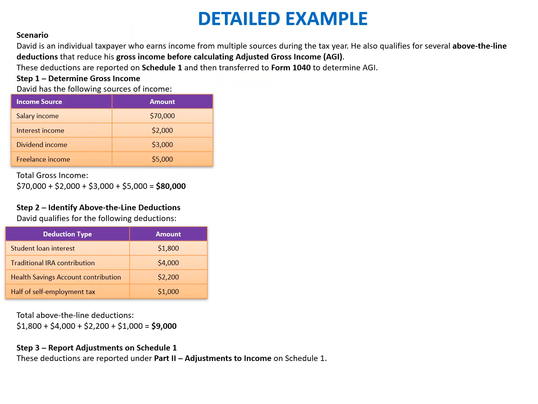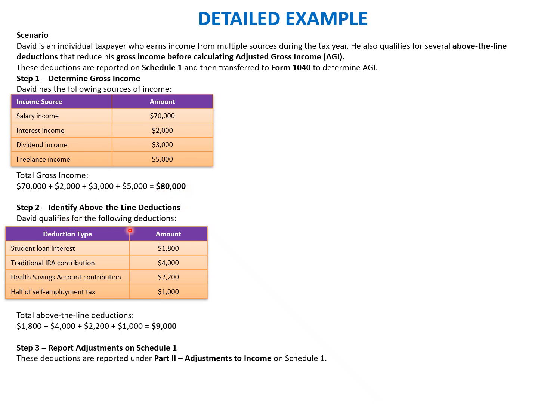Okay, now we'll talk about a detailed example and try to understand how the adjusted gross income is calculated. So David is an individual who earns income from multiple sources, and we'll understand how he is going to get the deduction, and then finally how it is going to be reported in Form 1040. So step 1 is to determine the gross income. Various sources of income are there, and then we calculate the gross income as $80,000.